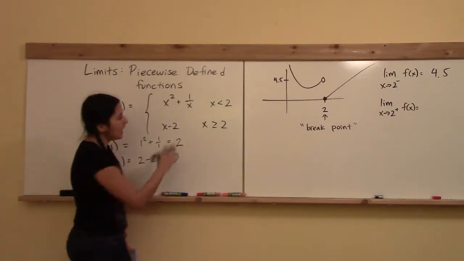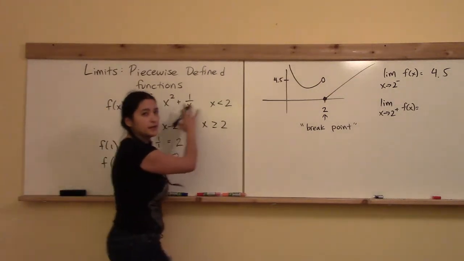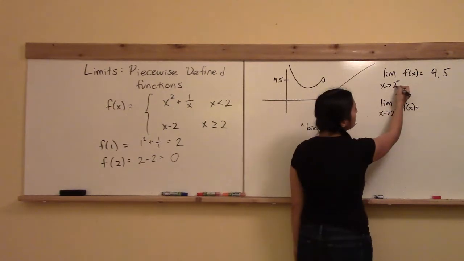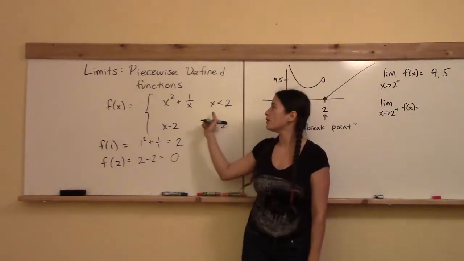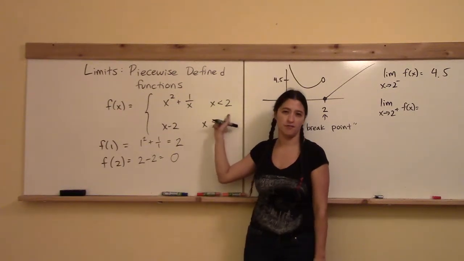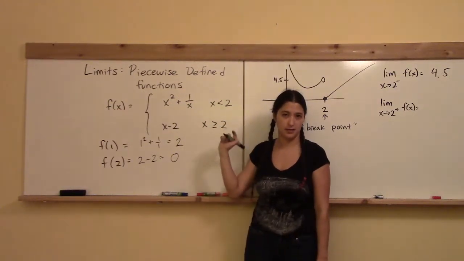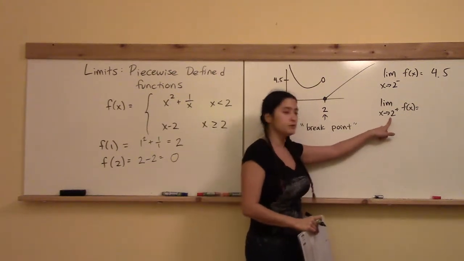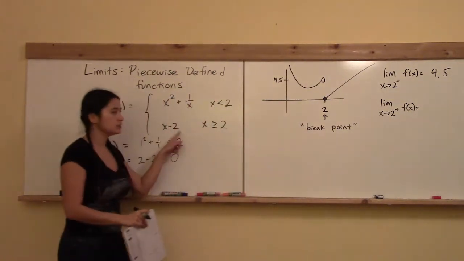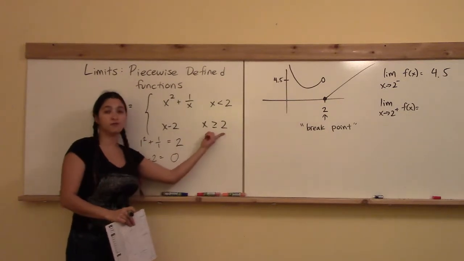Okay? I plugged it in here once again because I'm being asked for the limit from the left. That's why I plugged it into the part where it says values from the left, values that are less than. Okay? Because now you're going to see me take the same number 2 for this one and plug it into this equation over here, because now I'm coming from the right.